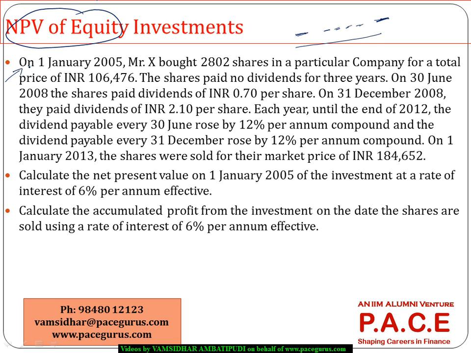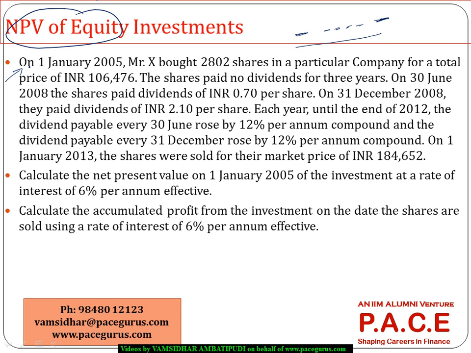And on 31st December 2008, 2 rupees 10 paisa has been paid as a dividend. And the same trend continued until 2012 end, where the dividend that was paid, we are expecting, was increasing by 12% per year on an average. Similarly, the December one also is increasing at the rate of 12% per year. So on 1st Jan 2013, the shares were sold off. The market price was 184,000.